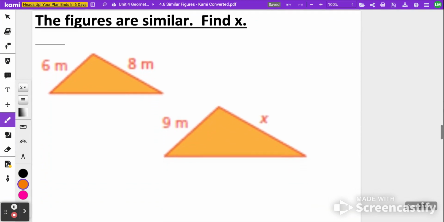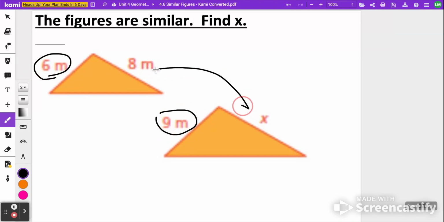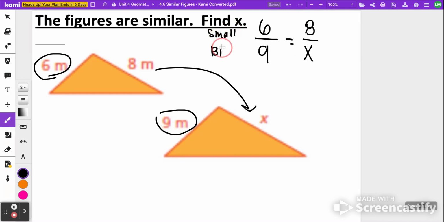The following show that the figures are similar. Find x. So now we're going to talk about how we can set up a proportion and solve it. One thing you might want to start looking at is that 6 is relating to 9, so 8 is relating to x. Let's go ahead and set that up. If 6 relates to 9, then 8 should relate to x. Notice I did 6 first over 9, so that means I should do 8 first over x. This was small shape to big shape.